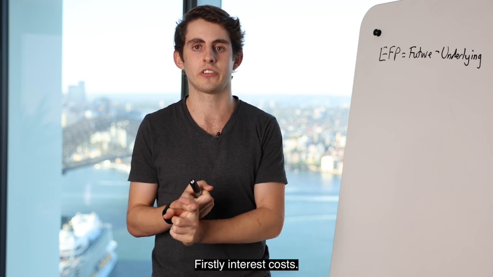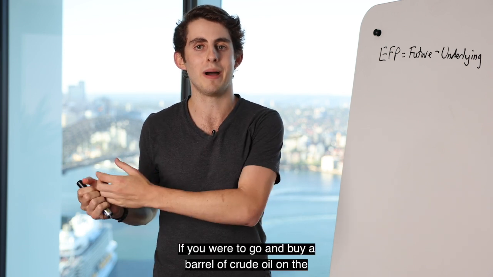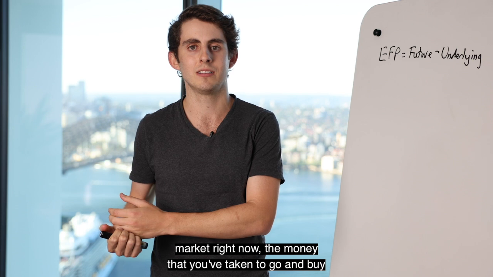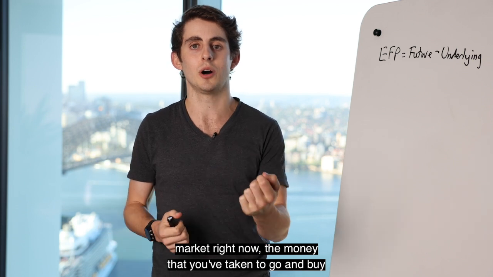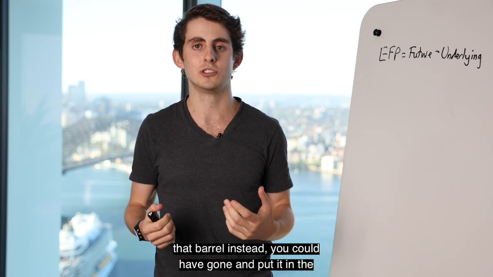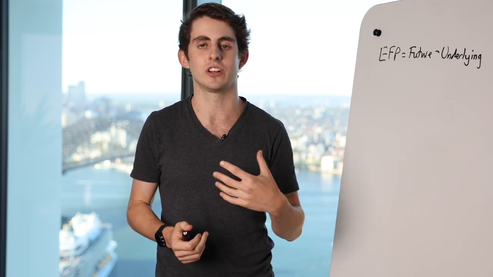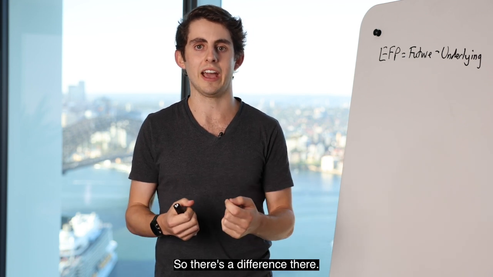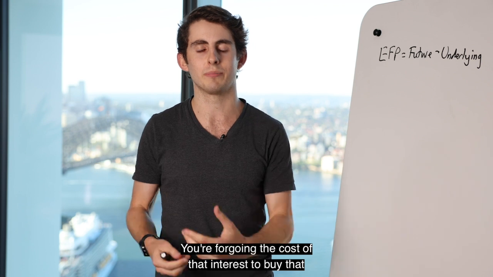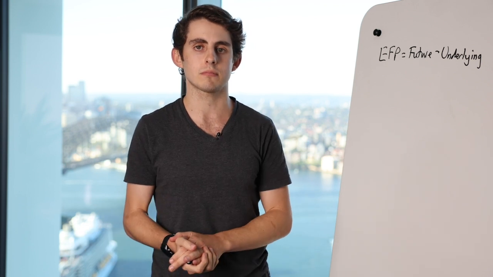Firstly, interest costs. If you were to go and buy a barrel of crude oil on the market right now, the money that you've taken to go and buy that barrel, instead you could have gone and put it in the bank and invested it and received some interest on that money. So there's a difference there. You're foregoing the cost of that interest to buy that barrel of crude oil.